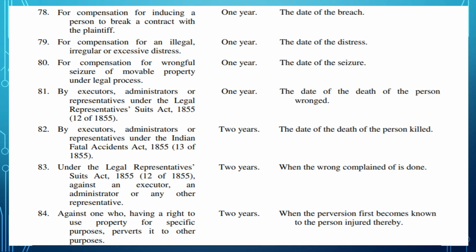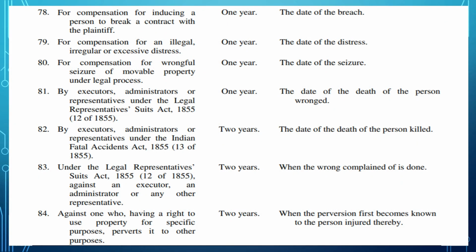And in case a person who has a right to use a property for a specific purpose uses it for some other purpose, then if a case is to be filed against him, it needs to be done within 2 years when that wrong use is employed or when the perversion is happening. And the person injured can file a case within 2 years of such instance.